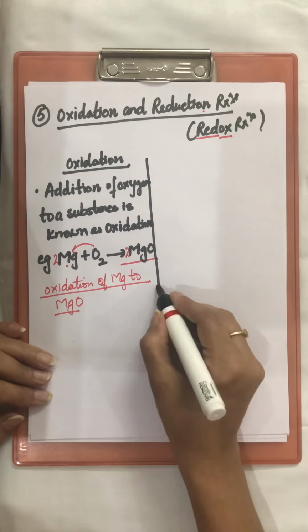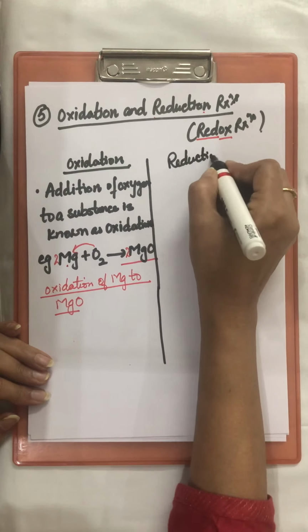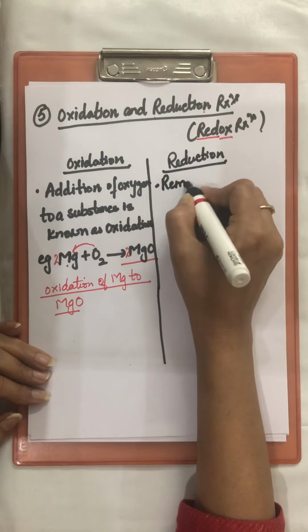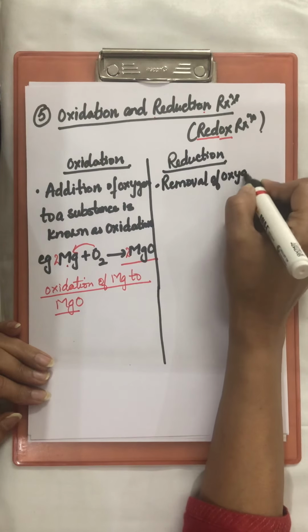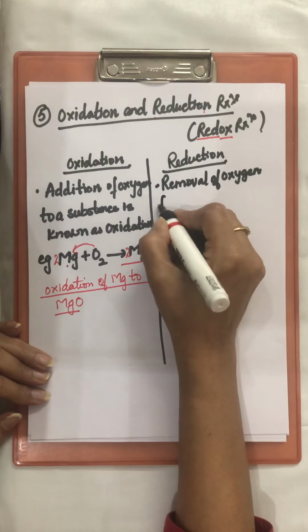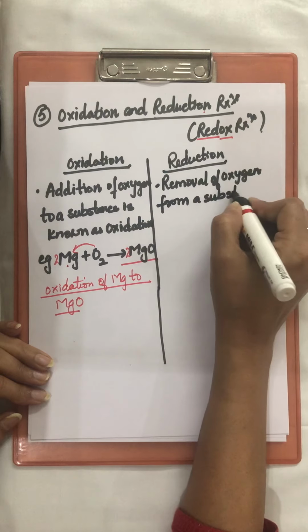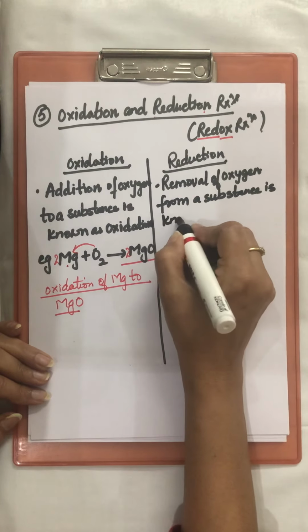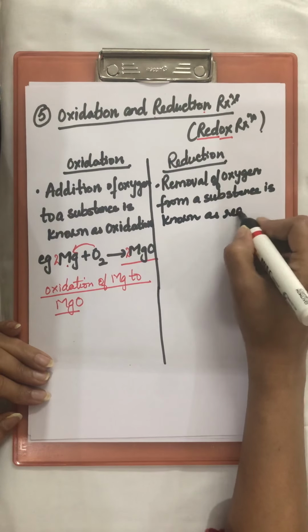Now, what is reduction? Opposite to this, removal of oxygen from a substance. If oxygen comes out from a substance, we say this is a reduction reaction, known as reduction.